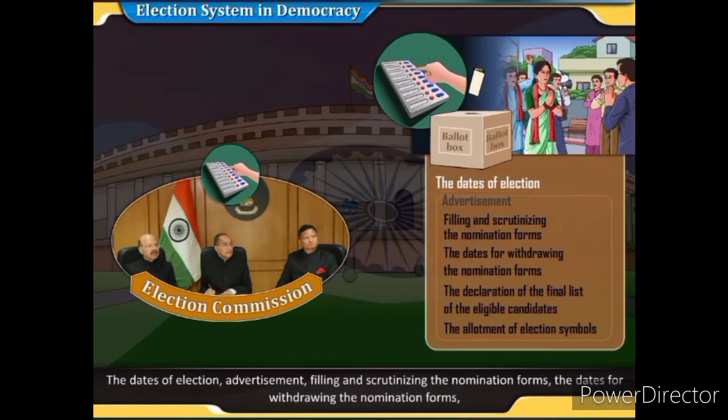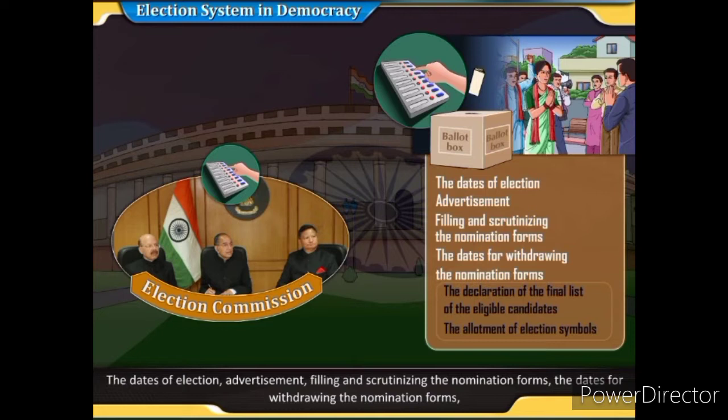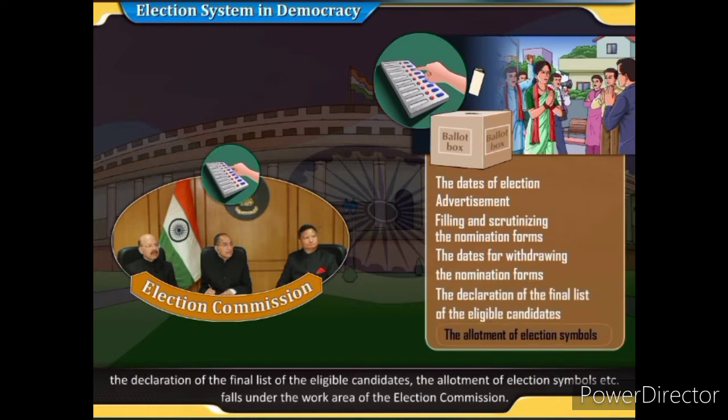The dates of election, advertisement, filling and scrutinizing the nomination forms, the dates for withdrawing the nomination forms, the declaration of the final list of the eligible candidates, the allotment of election symbols, etc., fall under the work area of the Election Commission.